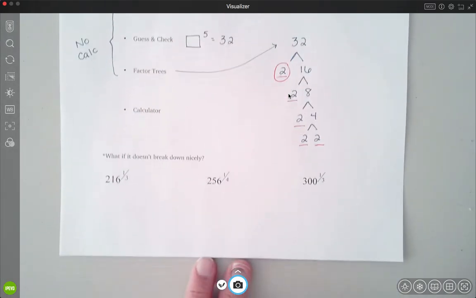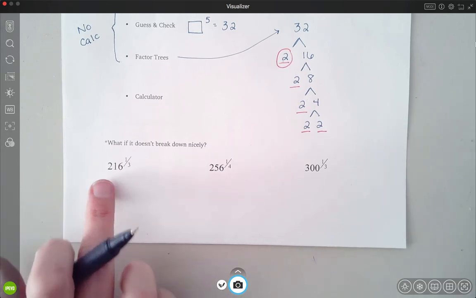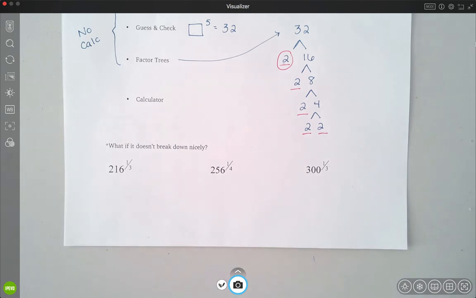So let's talk about what happens in some weird situations with these factor trees. So we're just going to practice factor trees here. Actually, why don't you take a second and pause the video and see if you can make factor trees for each of these 3 numbers. Break them down as far as they can go.